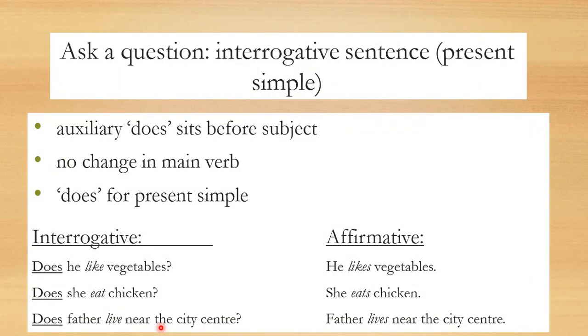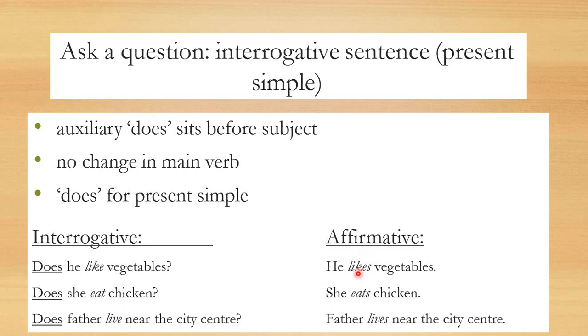Now let's take a look at the interrogative sentence in the present simple tense. So the affirmative sentence remains the same here. He likes vegetables. But to make it interrogative, we need to use does, and it sits at the beginning of the sentence. Does he like vegetables? And look at the main verb here, it did not change. Does she eat chicken? Here also no change in the main verb. Does father live near a city center? Here also no change in the main verb.